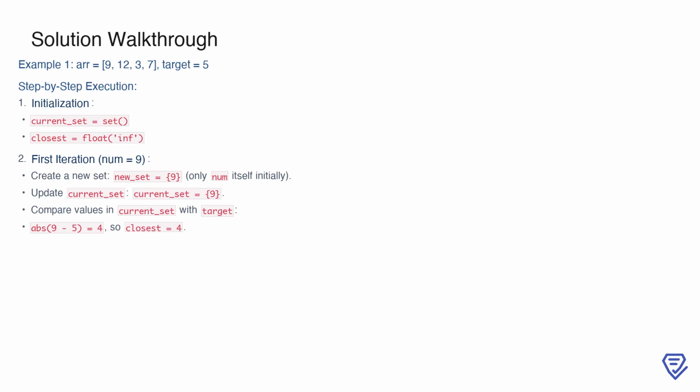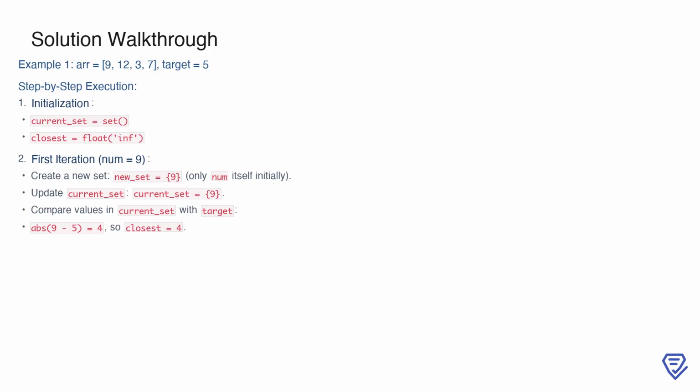Here, we start by considering the array 9, 12, 3, 7, with a target value of 5. First, we initialize two variables, current_set, which begins as an empty set, and closest, set to infinity to represent the smallest difference we've found so far.